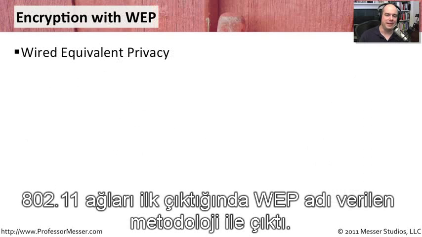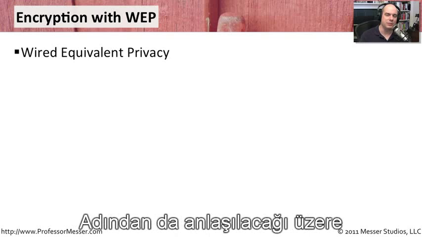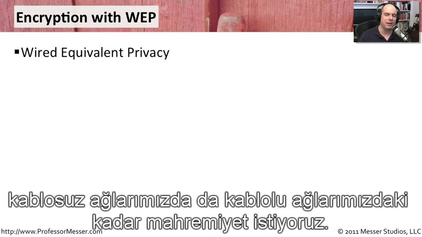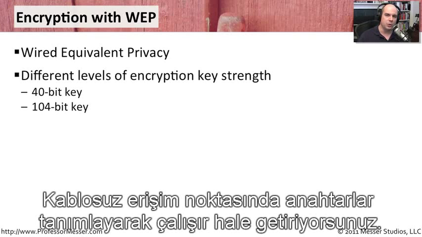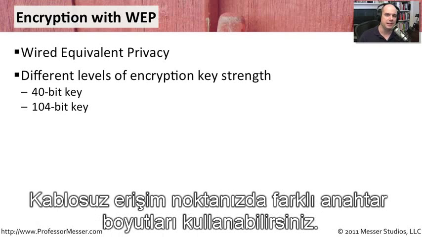When our 802.11 networks first came out, we came out with an encryption methodology called WEP. That stands for Wired Equivalent Privacy. Like the name implies, we wanted to have the same level of protection on our wireless networks as we were getting on our wired networks. The way that this worked is you were able to set up some encryption keys in your wireless access point, either 40-bit keys or 104-bit keys, depending on which you would like to use. You can use different key sizes on your wireless access points.